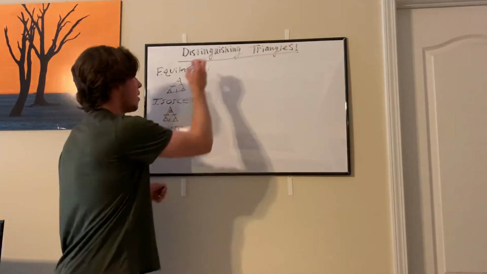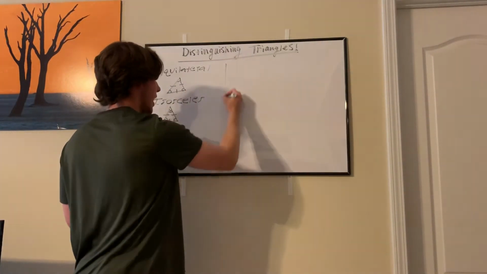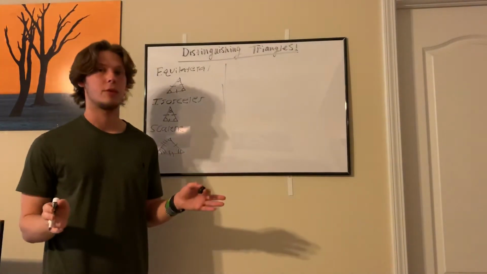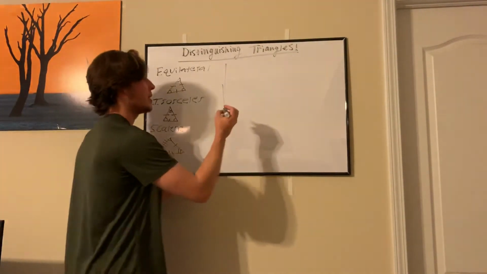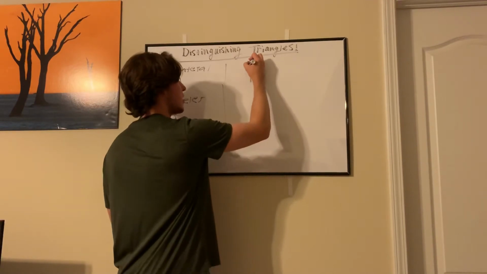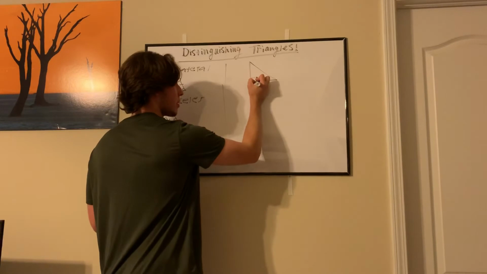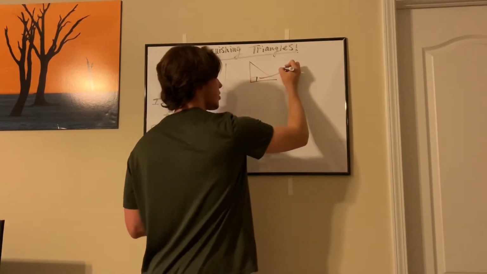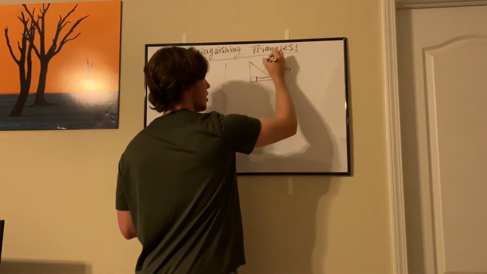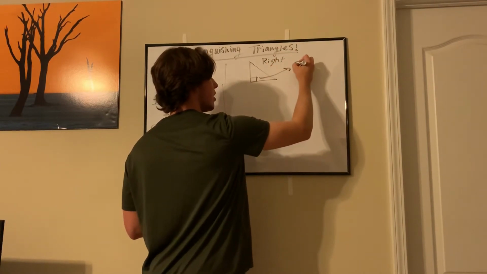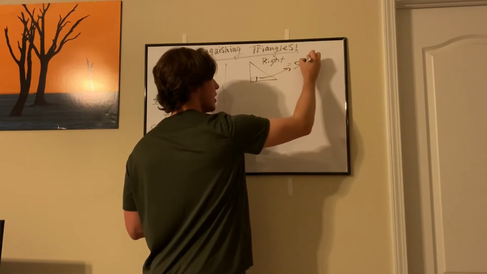So apart from these three main categories of triangles, there are three subcategory triangles, and one that we are going to be seeing a lot is the right angle triangle. So the right angle triangle is simple. It has one angle that is equal to 90 degrees.